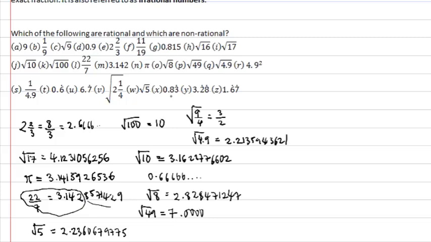Okay, so we have 0.83. What it means to be repeating is 83, 83, 83. So this one is a rational number. This one is a rational number too. It keeps repeating, 28286767. Okay, so that's it for this section on rational and irrational numbers.